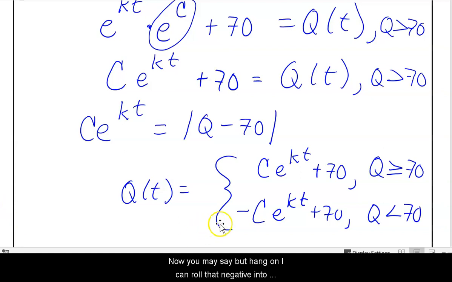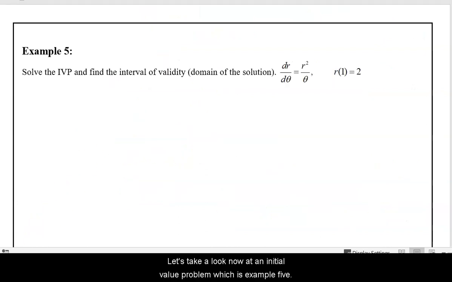Now you may say, but hang on, I can roll that negative into c e to the kt. And indeed you can, but if you do that, you'll lose the fact that you have to be careful about the fact that q may or may not be greater than 70. So I wouldn't recommend doing it. Let's take a look now at an initial value problem, which is example 5. In this problem, we want to take a closer look at that interval of validity, or the domain of the solution.